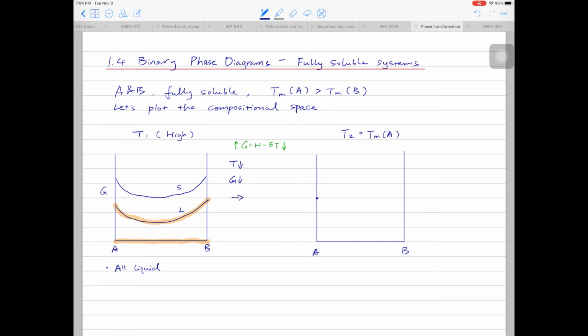You will see that when the composition is 100% A, both the Gibbs free energy of the liquid phase and the solid phase are at the same value. However, as soon as you have a small amount of B in A, the Gibbs free energy of the liquid phase is lower than the solid phase, and across the composition, except for 100% A, any other composition will give you a liquid phase. We can summarize what we have here. So it's all liquid phase except for 100% A, in which liquid and solid coexist.